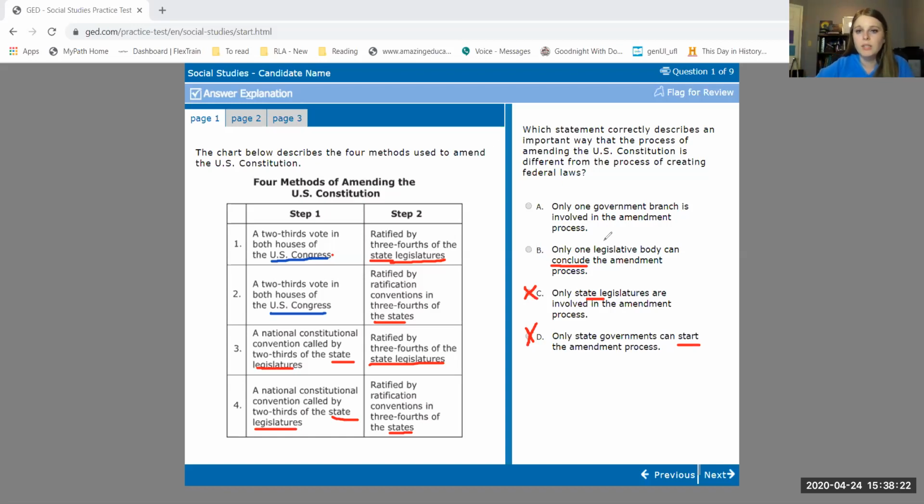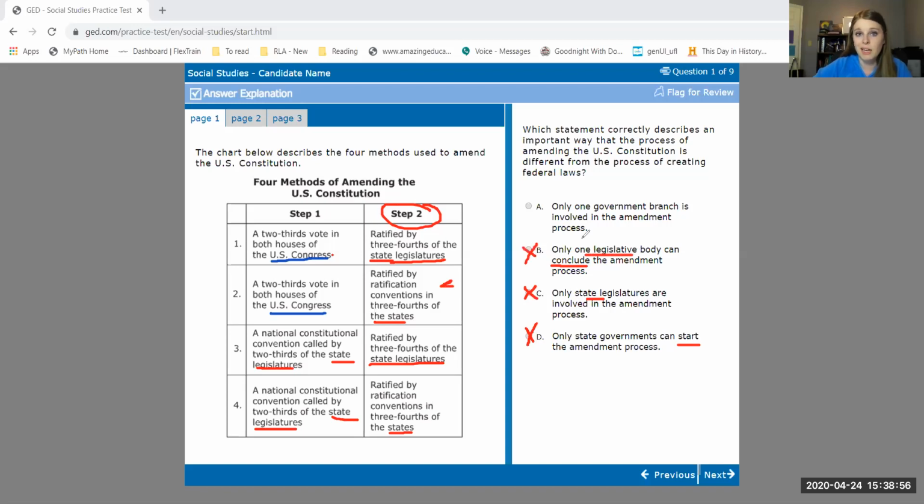Let's look at letter B. Only one legislative body can conclude the amendment process. So conclude, that's going to be our step 2 here. So it can be ratified by 3/4 of the state legislators or ratified by ratification conventions of 3/4 of the states. So notice the difference there. Legislators, state legislators, and states. So this is not the legislator over here. This is just the state government. So only one legislature? Nope, that one can't be right.